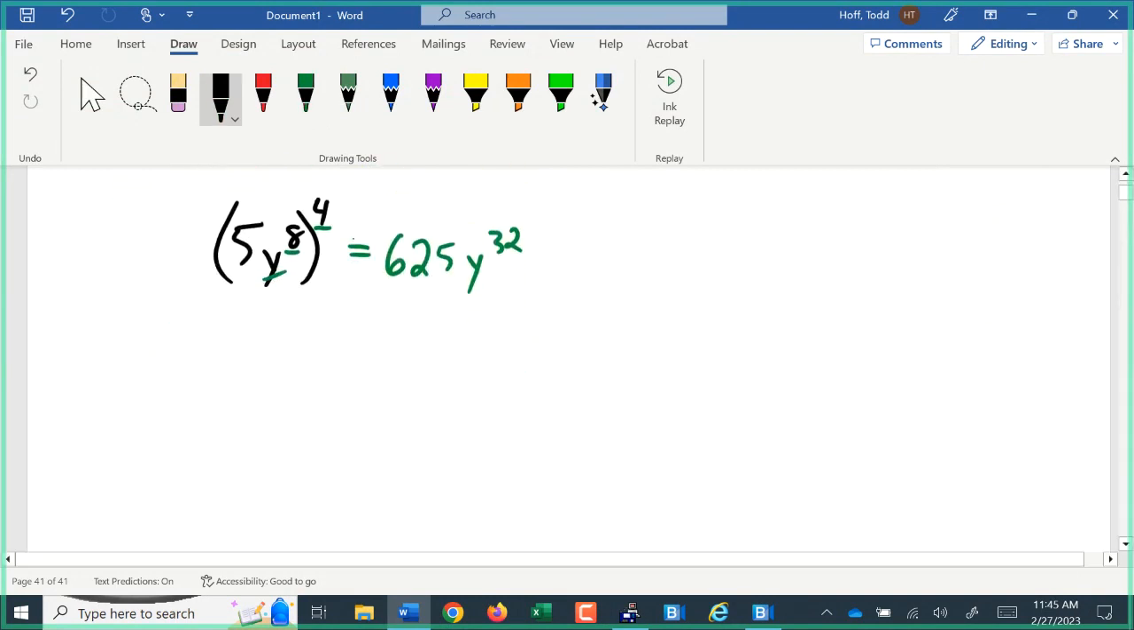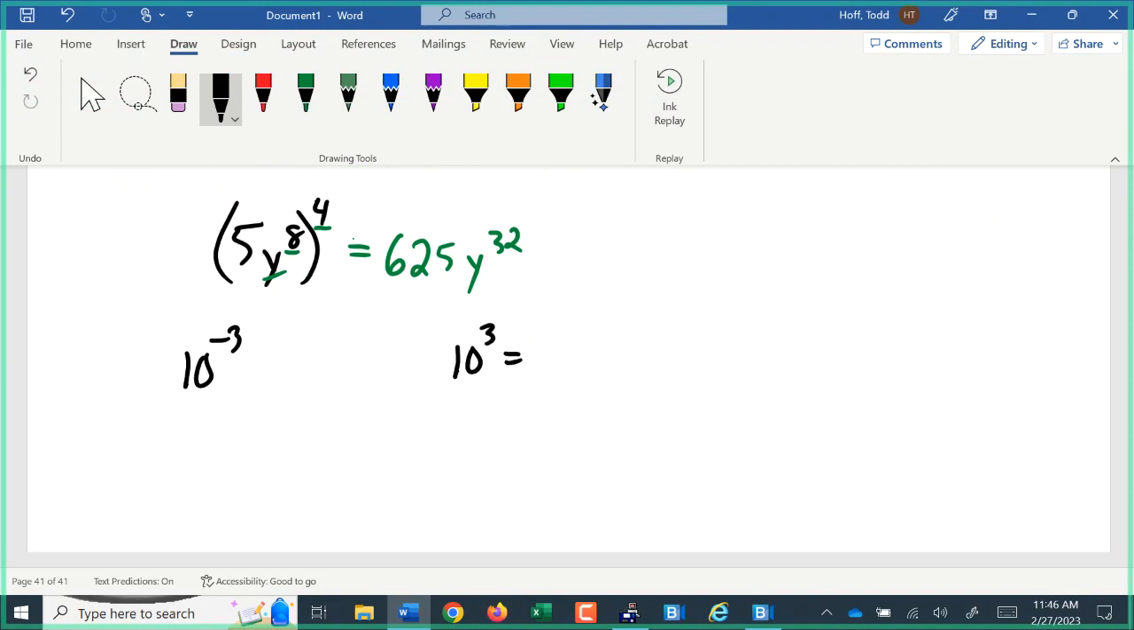This was also the basis for some of our negative powers. With the definition of an exponent and powers, negative powers don't make a lot of sense. Like 10 to the power of negative 3. That's saying we're going to have negative 3 tens multiplied together. That really doesn't make sense. 10 to the 3rd makes sense because that is saying there are 3 tens multiplied together. 10 times 10 times 10, giving us 1,000.